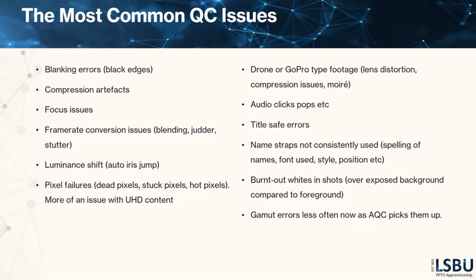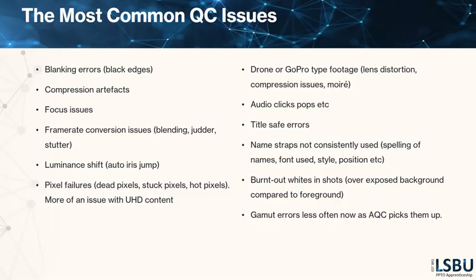Pixel failures, that covers a whole host of artifacts which can just appear on screen. People use different names: dead pixels, stuck pixels, hot pixels, pixel failures. Essentially, there's some kind of dropout on the screen, and you need to isolate it and work out what it is. In the old tape days, you used to get loads of pixel problems, and they really were pixels, so little square blocks on the screen, tiny little things that were basically an error in the recording on the tape, and so you used to have to go into a suite and paint it out and then re-record it onto tape.